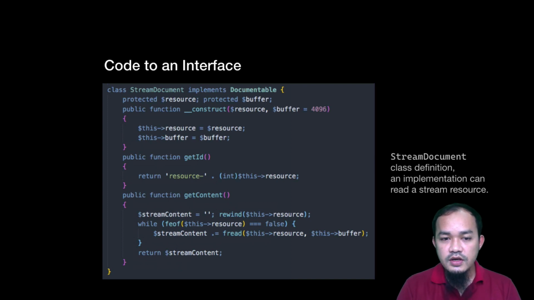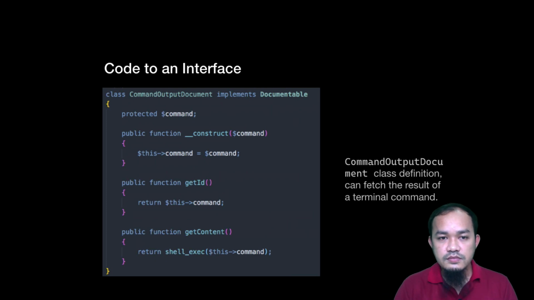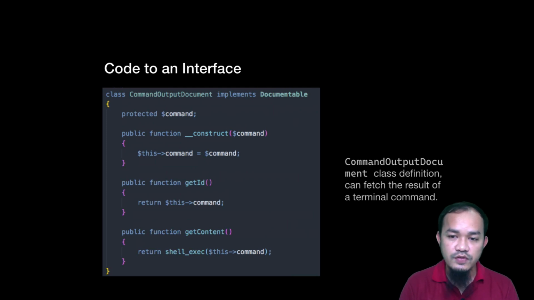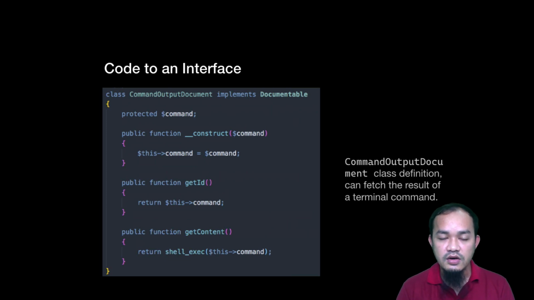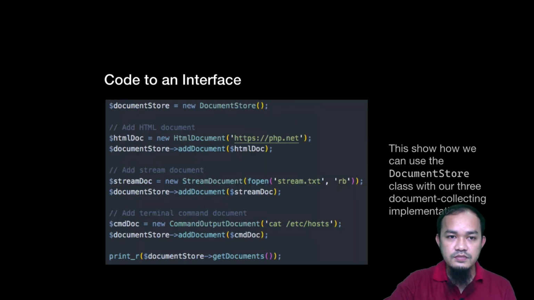According to this, we provide the interface and let the class that implements the interface define for itself what the function should do. Another implementation of the DocumentTable interface is CommandOutputDocument. Here we also have to define getID and getContent. If you do not define these, your file will get an error. For example, here we want to use the terminal or CMD to retrieve some kind of file.